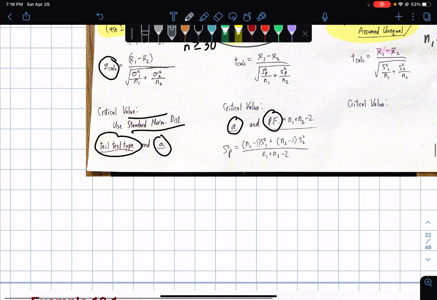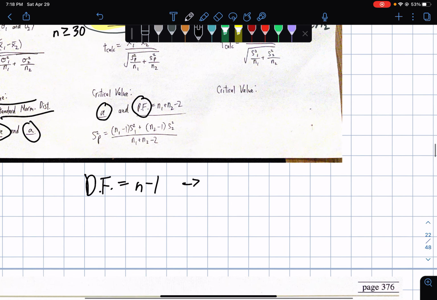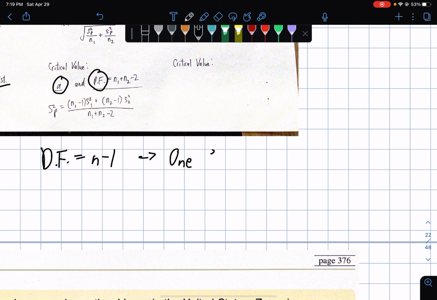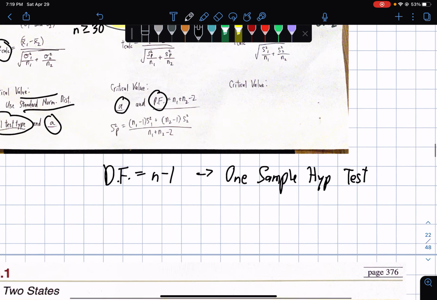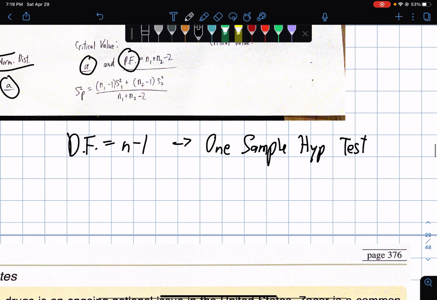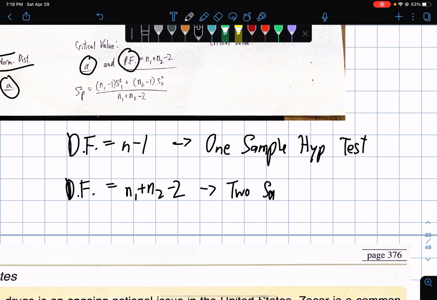There are 3 kinds of formulas for that. One is n minus 1. This is for the one sample hypothesis test. Actually, let me just discuss it for a while. But if you do want to go straight to the example that we're about to answer, feel free to skip this part. But let me just show this to you. df is n1 plus n2 minus 2. This is for the 2 sample hypothesis test.